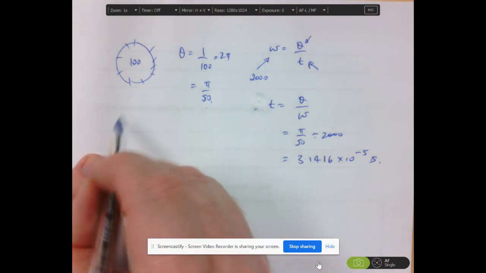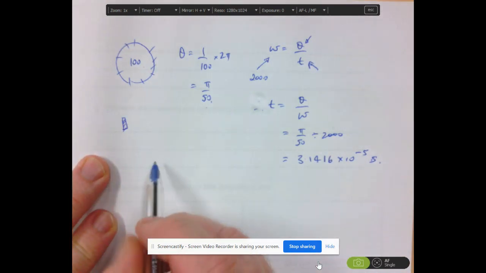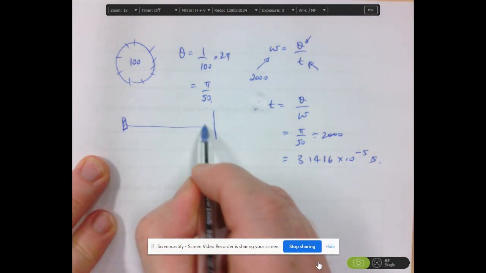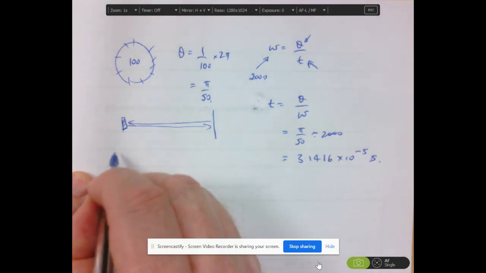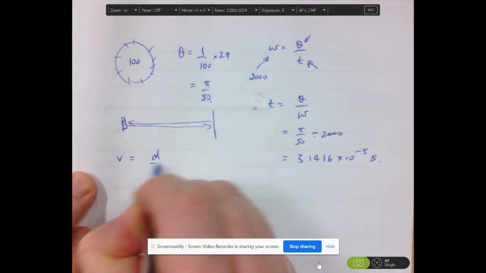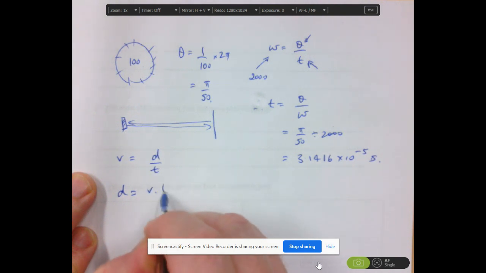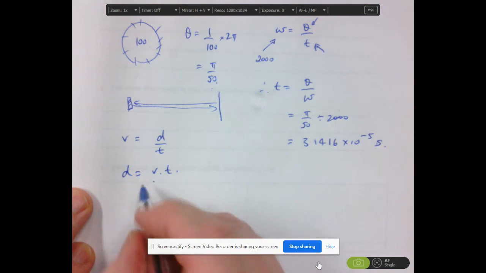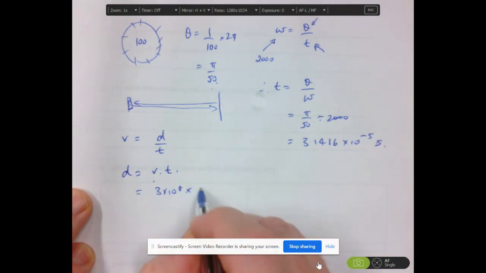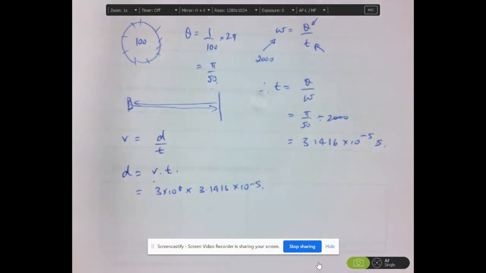Now that's the number of seconds to go from the wheel, so here's our wheel, to our mirror and back. Okay, so we know that the velocity is equal to distance over time, so that distance would equal velocity times time. The velocity in this case is a known value. It is the speed of light, so that's 3 by 10 to the 8th, and the time is 3.1416 by 10 to the minus 5.